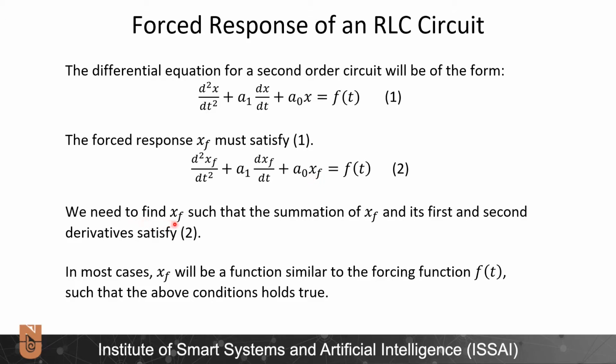We need to find xf such that the summation of xf and its first and second derivatives here satisfy the equation too. In most cases, xf will be a function similar to the forcing function f of t, such that the above conditions hold true. So in other words, if we have an input in the form of a sinusoidal, then the output will be another sinusoidal of the same frequency with a different amplitude and phase. We can just generalize this to other types of inputs as well. Let's see how we do this.